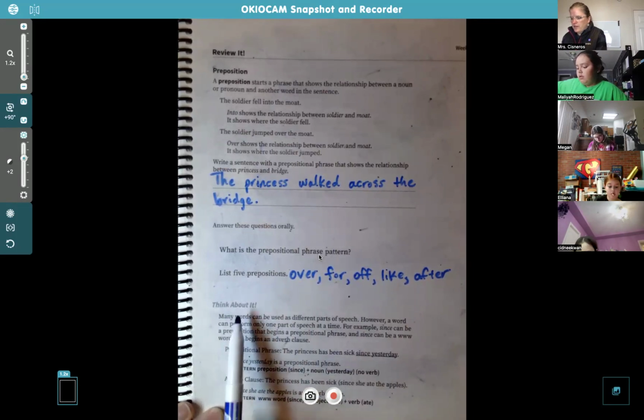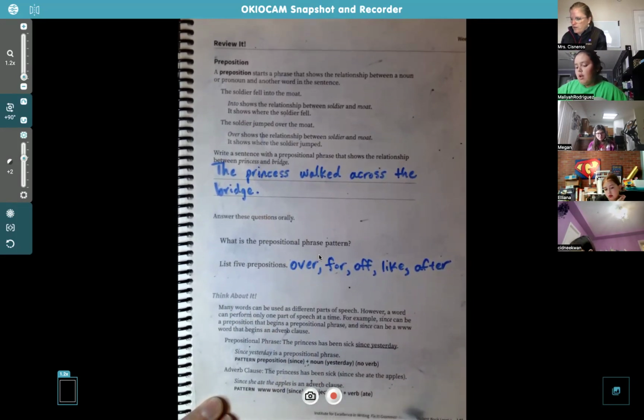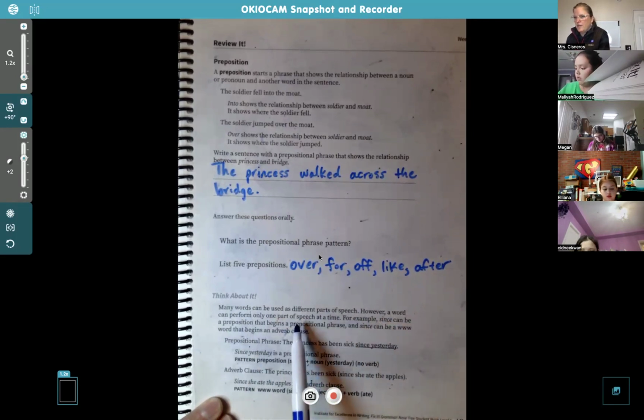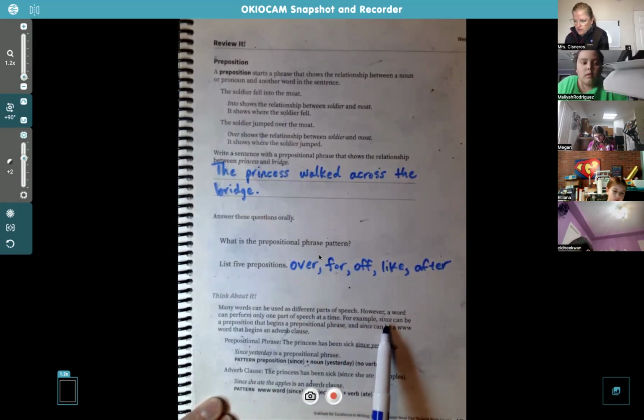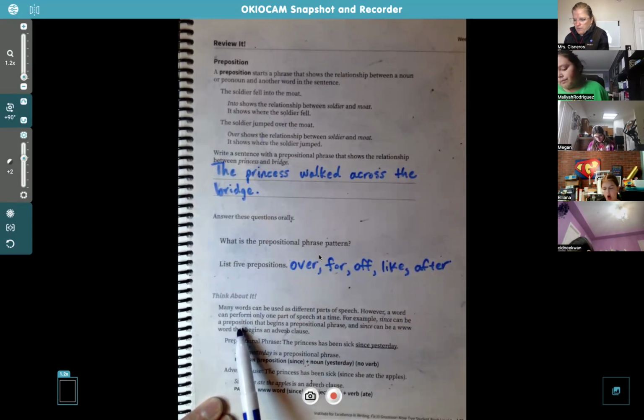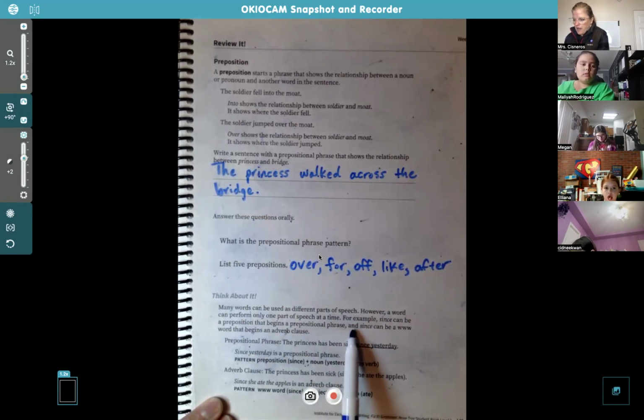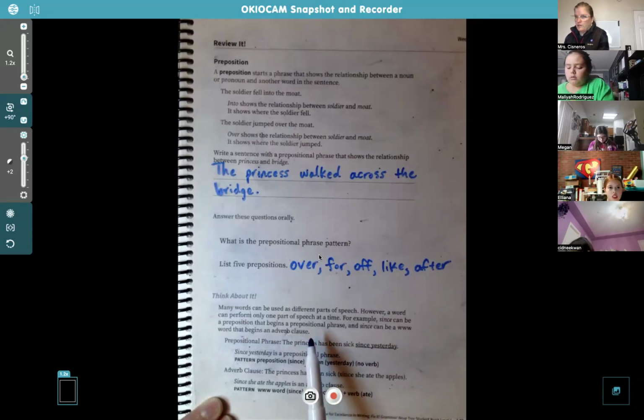All right. And then down here it says, think about it. Many words can be used as different parts of speech. However, a word can perform only one part of speech at a time. For example, since can be a preposition that begins a prepositional phrase, and since can be a WWW word that begins an adverb clause. So here's 2 examples.